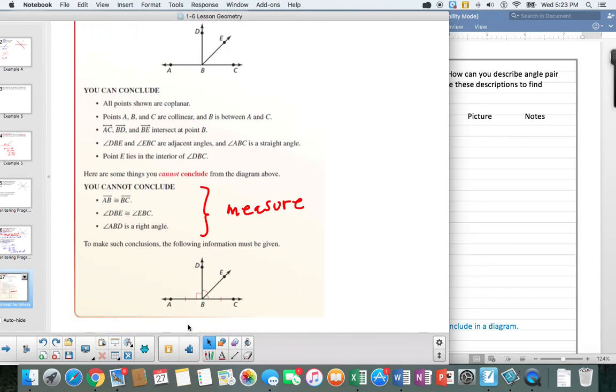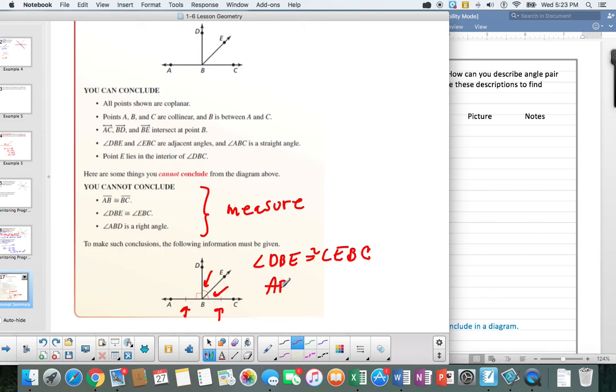Now, when we see these symbols, then yes, we can make those conclusions. So when we see this, then we can say angle DBE is congruent to angle EBC. And when I see these tick marks, this tells me that this segment is congruent to this segment, BC. And then this little box is an indication that angle DBA is a right angle. If you don't see these indicators, you can't make these assumptions. This is the end of lesson 1-6.